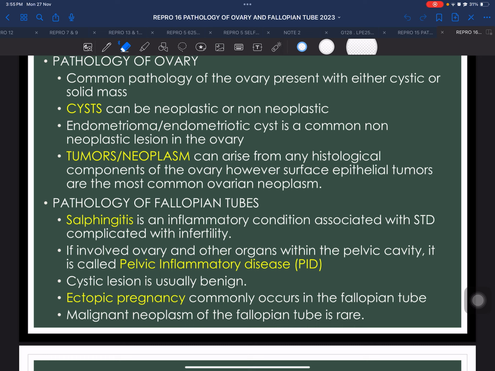Okay, for the fallopian tube, salpingitis is much more common. It is usually associated with sexually transmitted disease and with infertility. If it involves the ovary and the other organs, it is known as pelvic inflammatory disease. Cystic lesions are usually benign in the fallopian tube, and ectopic pregnancy is common. You have to think of that. And malignant neoplasm of the fallopian tube is rare, right? Okay, I think that's all.